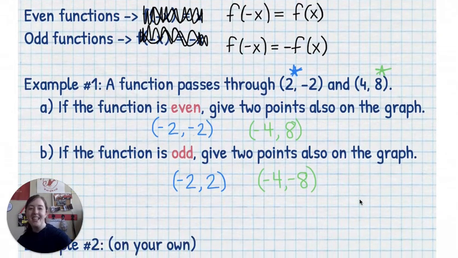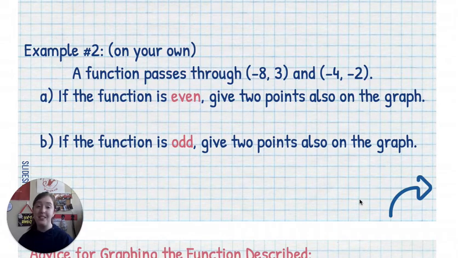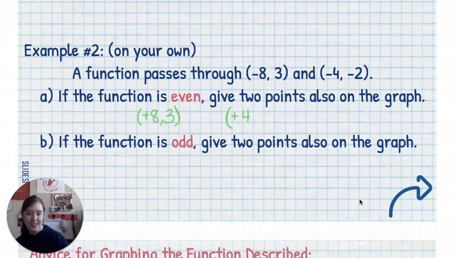Good deal. All right, so if a function passes through (-8, 3) and (-4, -2), give two other points that are on that graph if it's even and odd. So with even, the opposite of x, y stays the same. So we'd have (8, 3) and (4, -2). If it's odd, we're going to take the opposite of our x, so it'll be +8, and the opposite of our y, so -3.